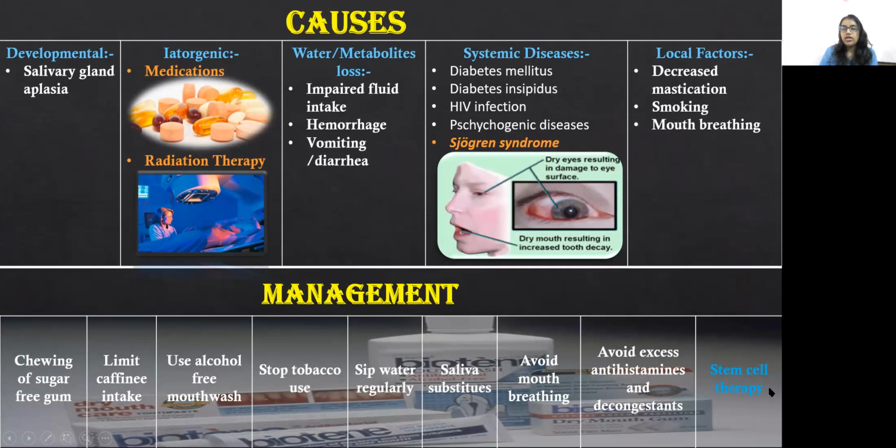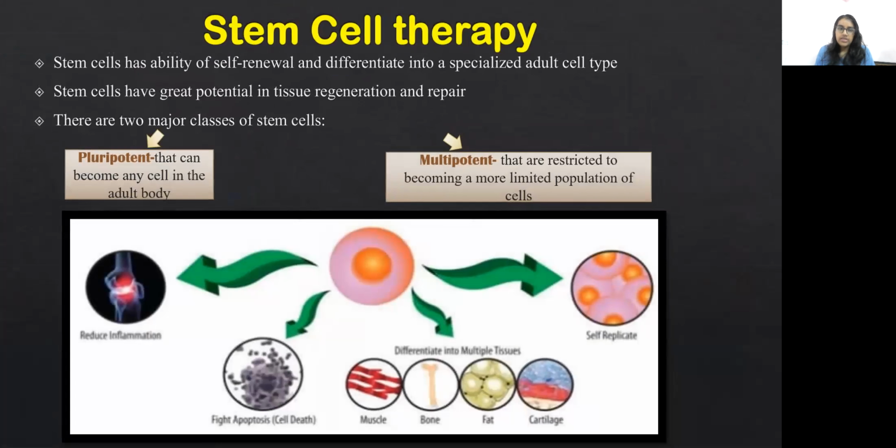Then there's one more most important management technique which we are going to talk about in detail, which is stem cell therapy. Now, what is stem cell therapy? Stem cells are the cells that have the ability to renew or differentiate into specialized cells. A small cell could differentiate into a specialized cell, such as a cell of an organ, or any type of cell which has very important functions.